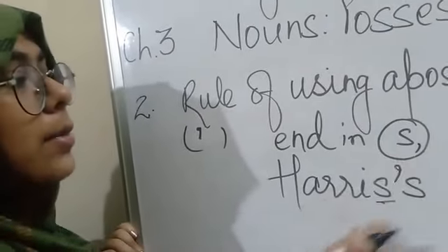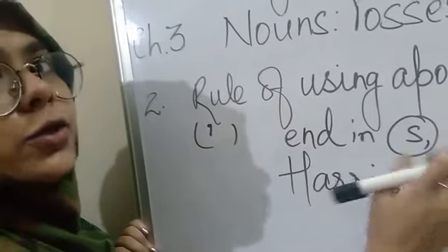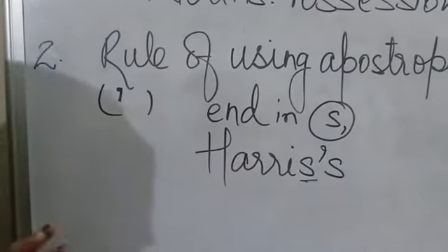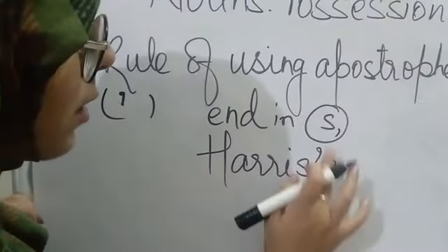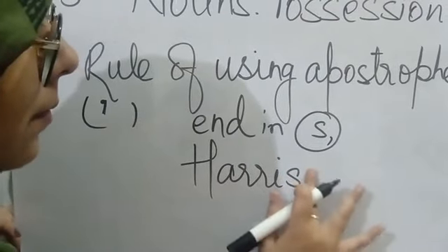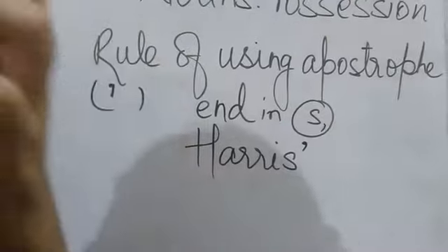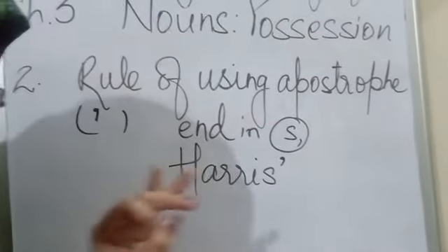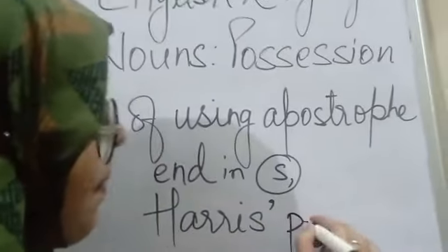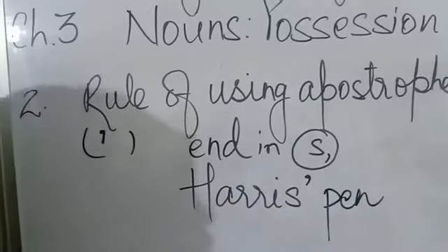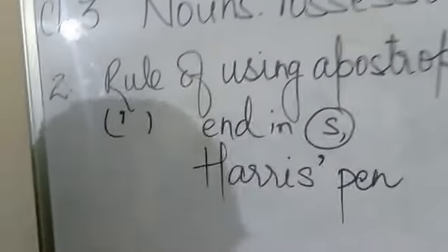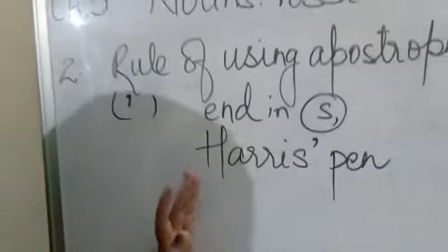जो भी नाम S से end हो रहा होता है, जो भी noun S से end हो रहा होता है, उसके लिए एक different rule है, and that is we will simply add an apostrophe at the end of the noun that ends with S. Simple. Harris' pen. That also shows the belonging of this pen to Harris.